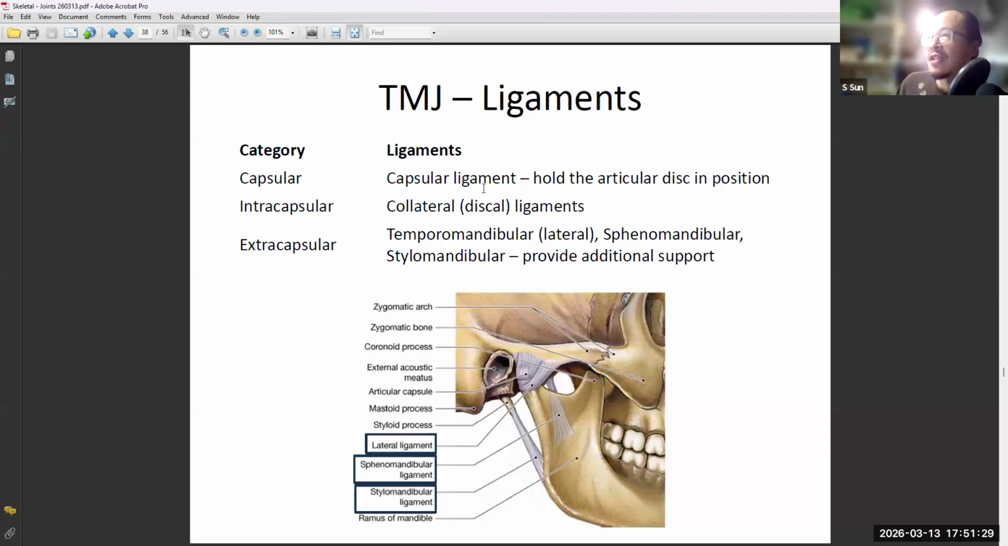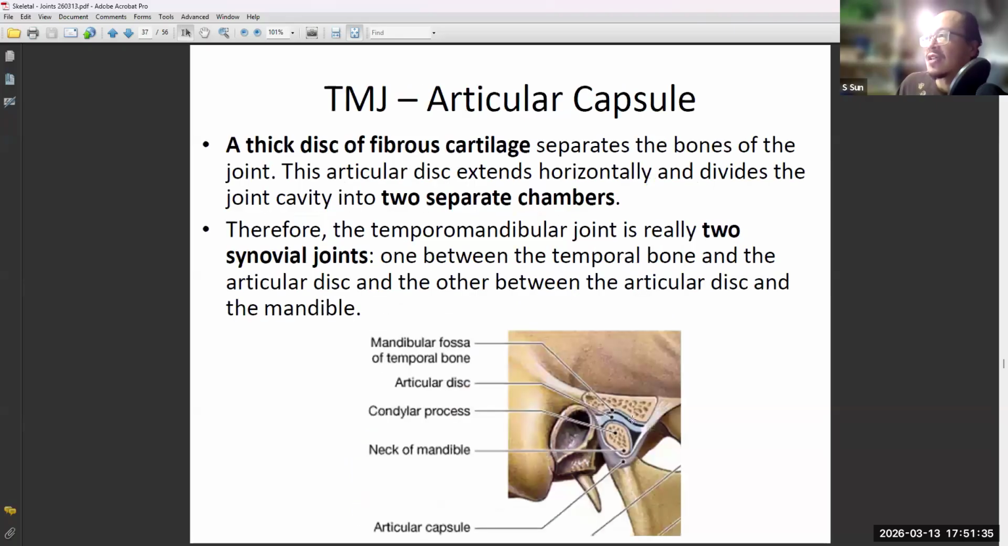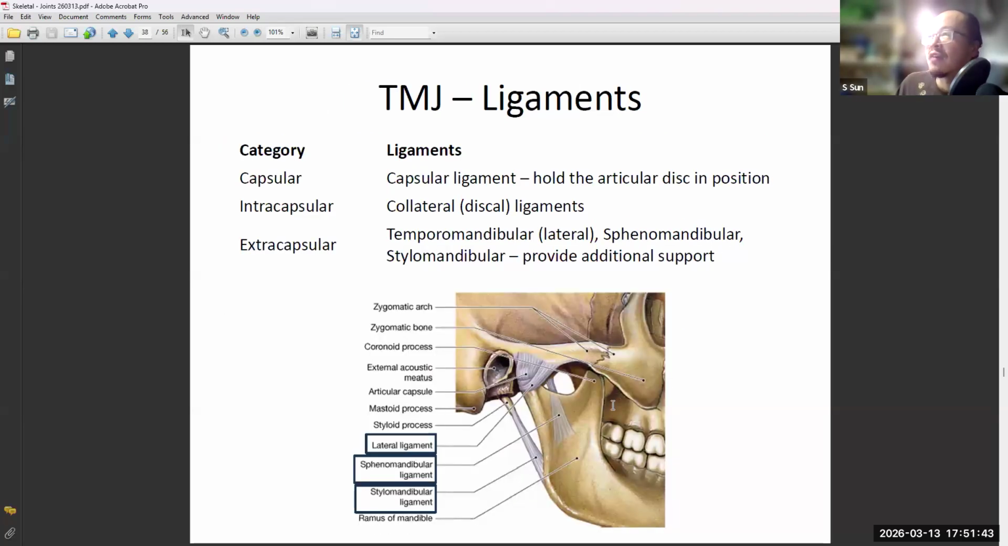We also have some collateral ligaments inside of it. It's not very prominent, but there is some intracapsular. But what's more prominent right here is the extracapsular. So here we have three sets of ligaments.